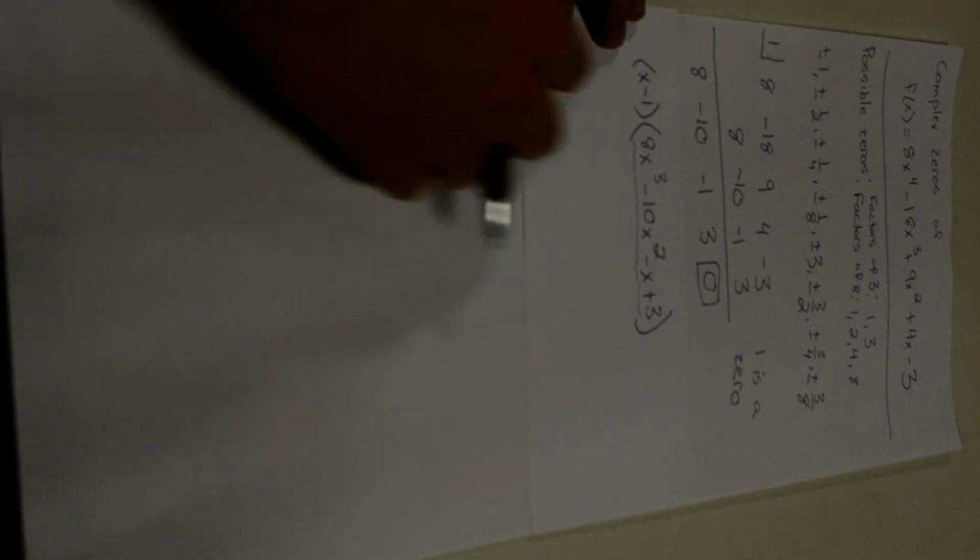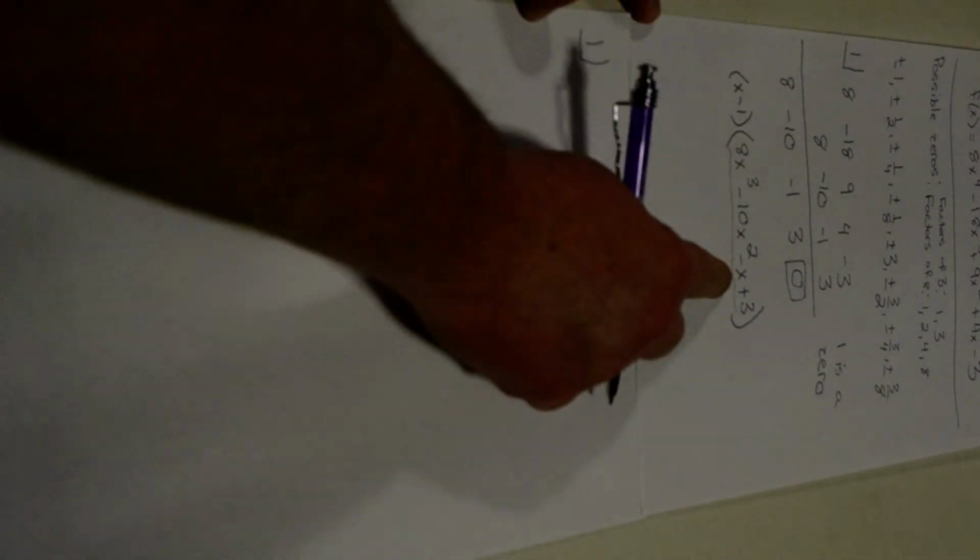I'm still going to start with 1, because as you know, 1 could happen twice. So I'm doing the same thing, and I still want to start with 1. So, still going to put a 1 in here, but I'm using my new stuff. So now I have 8, negative 10, negative 1, and 3.